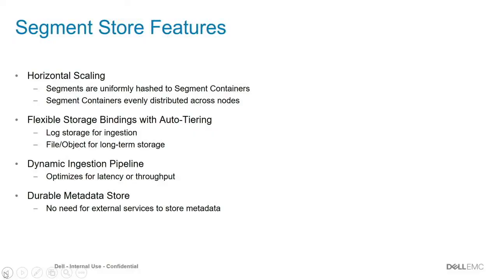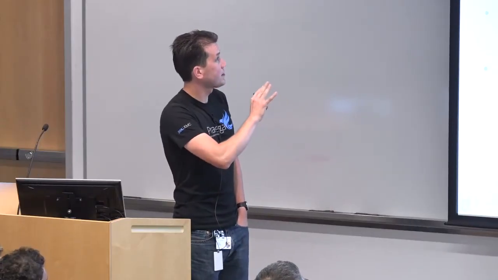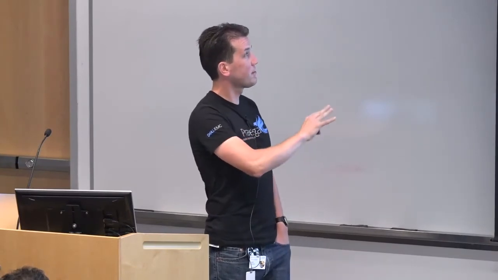These are four of the features that the segment store provides. I'm going to detail them in the next slides one by one, but I'm just going to briefly talk over them. So segments are uniformly matched to something called segment containers, and those segment containers are evenly distributed across the cluster. This enables us to scale horizontally and not by increasing the processing capacity of a single machine.